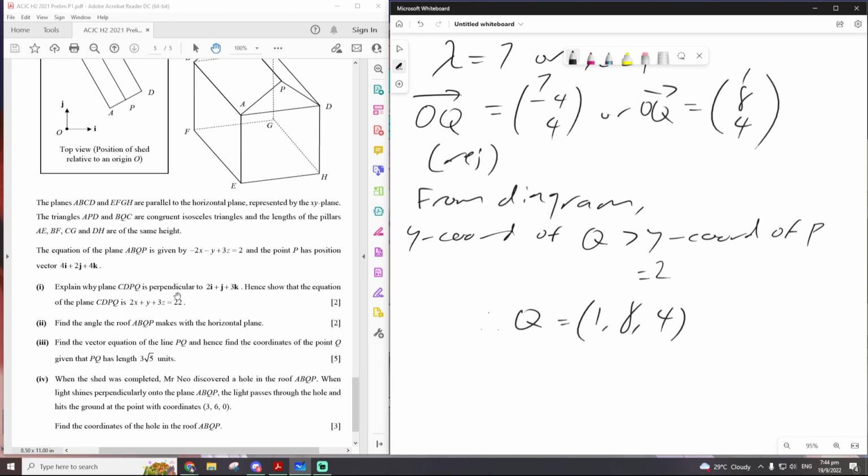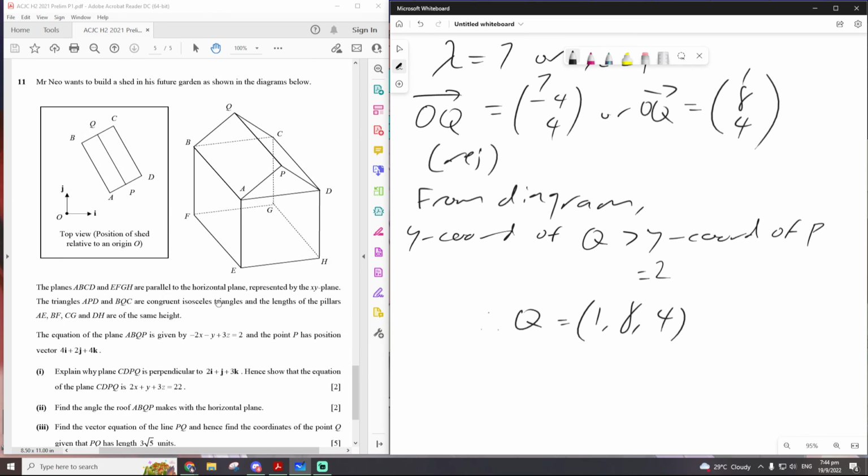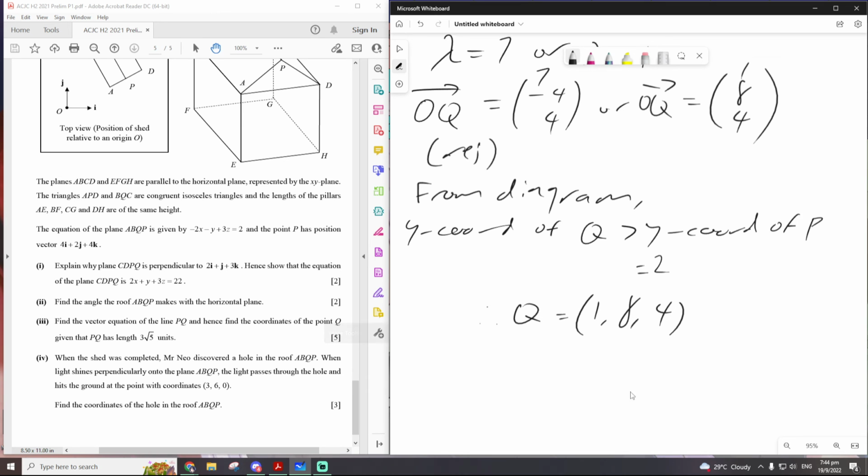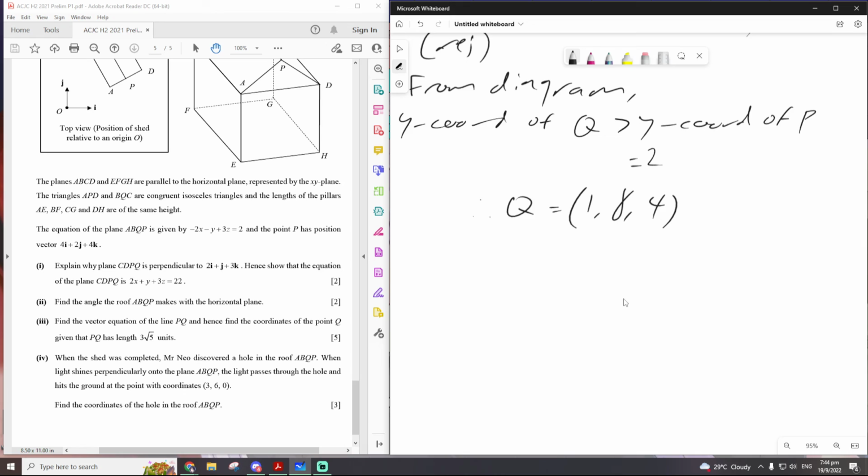Okay. When the shed was completed, Mr. Neo discovered a hole. Light shines perpendicular onto ABQP. The light passes through the hole and hits the ground at the point (3, 6, 0). Find the coordinates of the hole. Okay. So we're going to find the equation of a perpendicular line. Now we already know the direction vector.